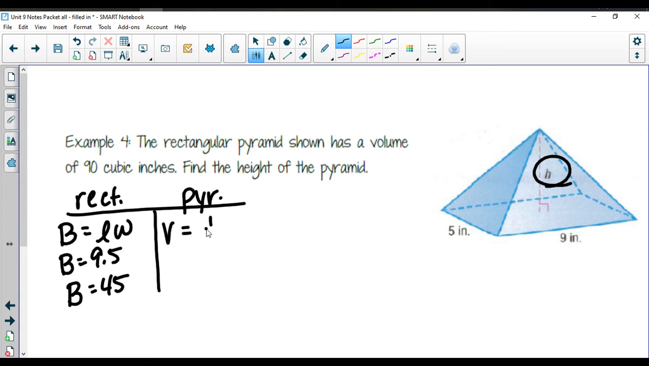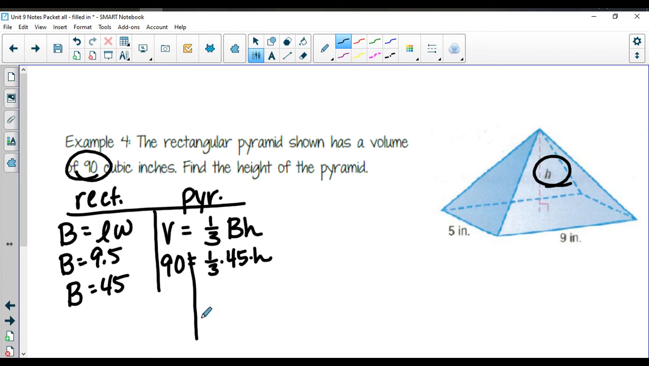So volume is equal to 1/3 area of the base times the height. We do know that the volume is 90. So instead of V, we're going to actually plug in 90 equals 1/3 times 45 times h. Just like before, we're going to multiply 1/3 times 45. That's going to give us 15h is equal to 90.